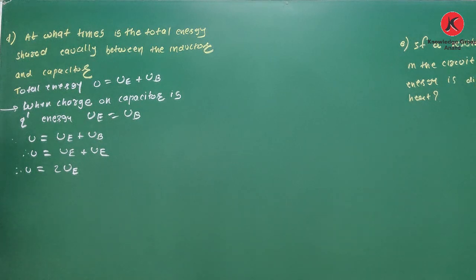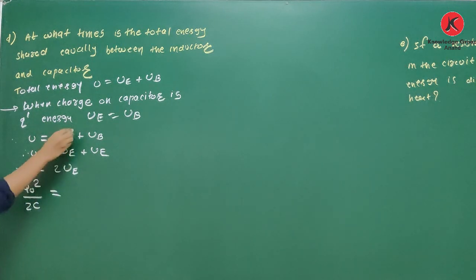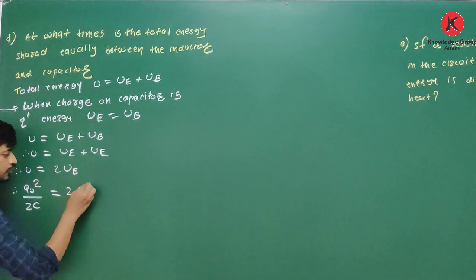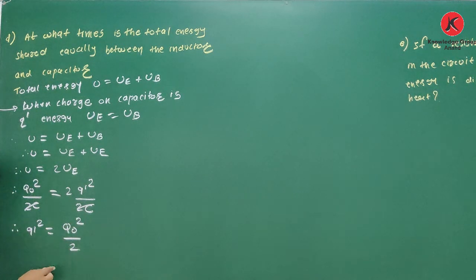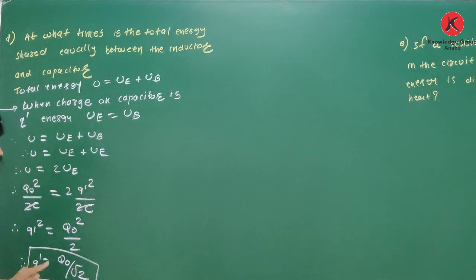Total energy always remains constant and it is Q0 square upon 2C. But when energy is equally shared, I have assumed charge is Q dash. So it is 2Q dash square upon 2C. So this 2C cancels. Therefore Q dash square is equal to Q0 square by 2, and therefore Q dash is equal to Q0 upon root 2. So when charge on plate of capacitor is Q0 upon root 2, energy is equally shared on capacitor and inductor. And this result you have to remember.